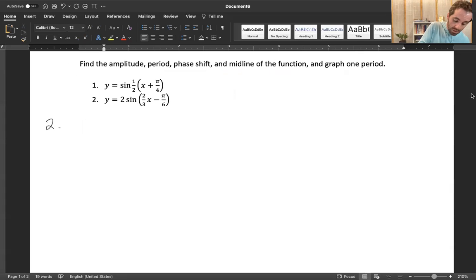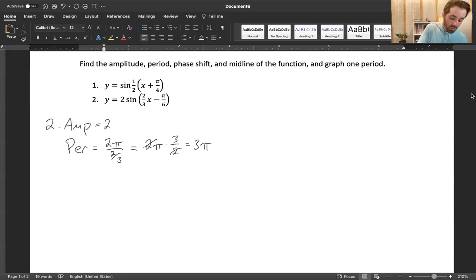The second one has an amplitude of 2, a period of... Normally it's 2 pi. So this has been stretched by a factor of 3/2. This one honestly is kind of weird. So I'm going to say we'll do the 2 pi over b thing for this. 2 pi times 3/2. Oh, would you look at that? It's 3 pi. So not that bad.